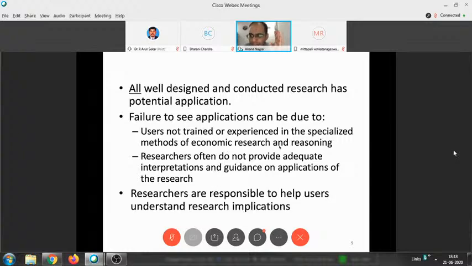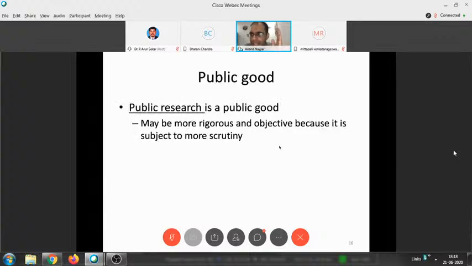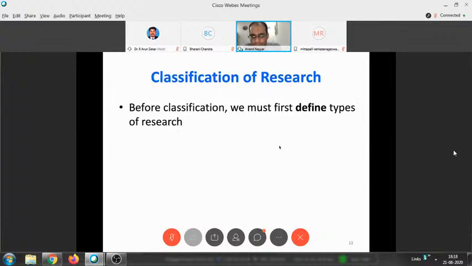Researchers are the main persons who will help the users to find solutions to problems. So public research is good, and the main thing is you should have the objective properly. I will be showing you how to write a paper and how to define the objective. I will be showing you. Private research may not be rigorous, so you should define these types of research.